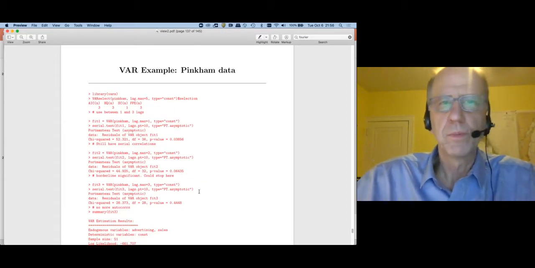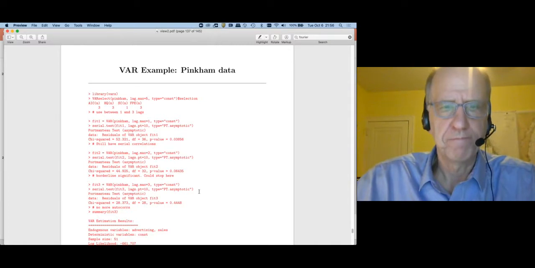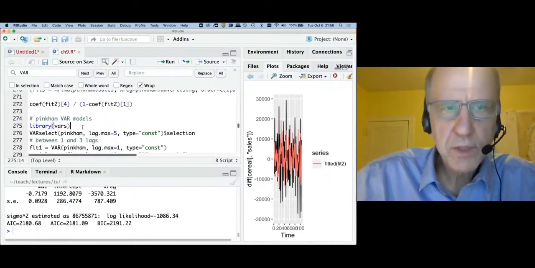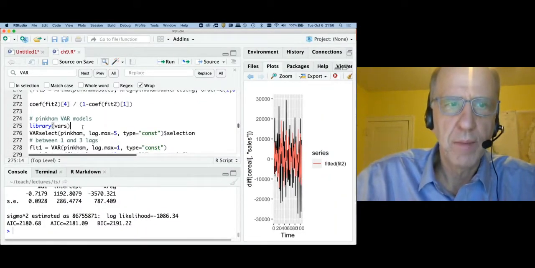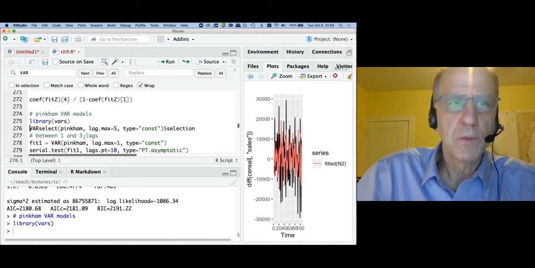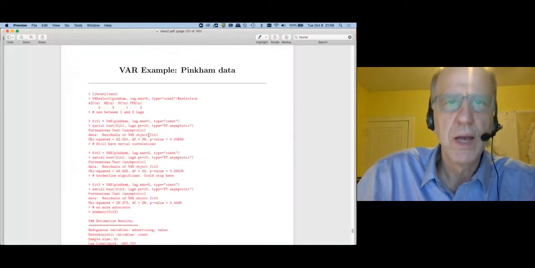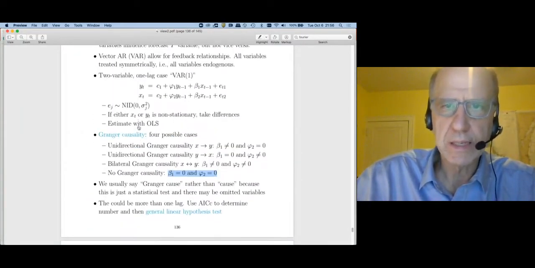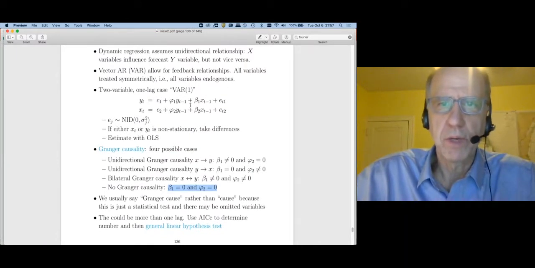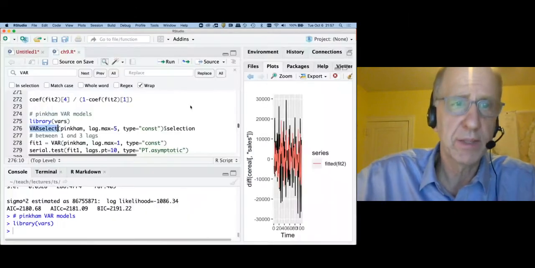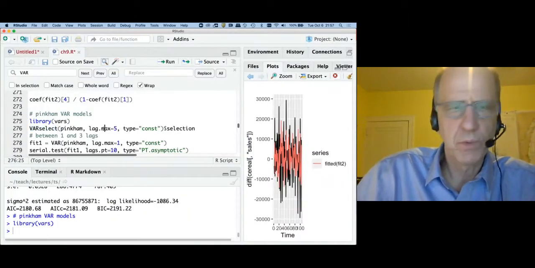Let's go do Lydia Pinkham again. In order to fit a VAR model, we need to use the VARs library. And the first thing that we're going to do is use the VAR select model. So VAR select is going to help us choose how many lags we need in here. So right now I only have one set of lags. It could be that I need more lags than that. So let's go set this running.